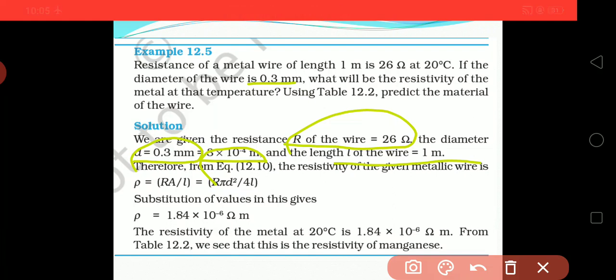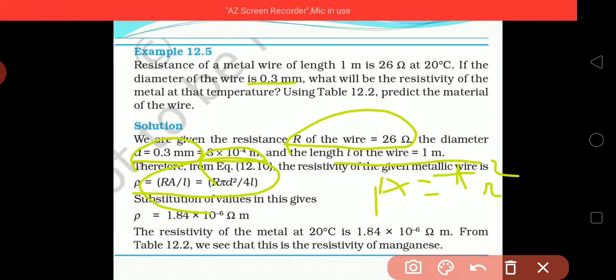Now we have a formula for rho, which I have already studied in a previous lecture: rho is equal to R A upon L. Here A denotes area. So the area will be pi d square. What will be the pi r square? Our area will be A is equal to pi r square.